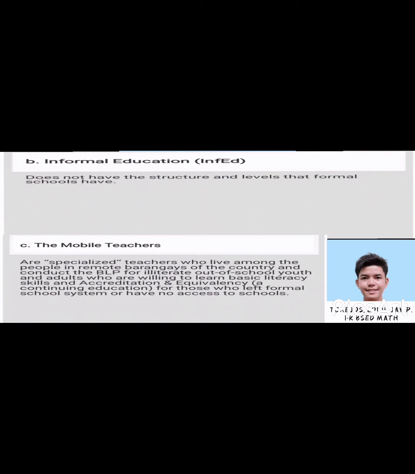So from the word itself, a mobile teacher is a teacher that goes to their students to educate. Just for example, there is a school on the top of the mountain, and there is no teacher available to teach those students. So you volunteer to teach there. So you as a teacher, you mobilize to that place to teach the students.